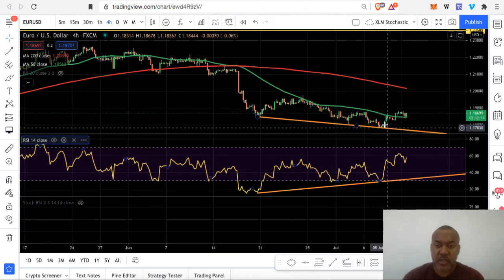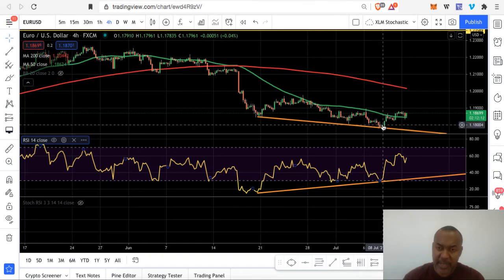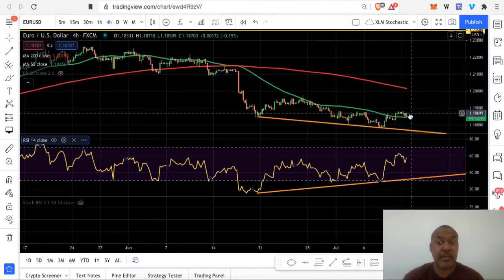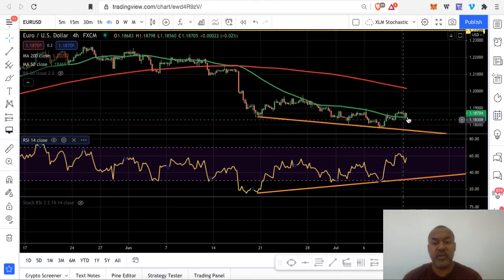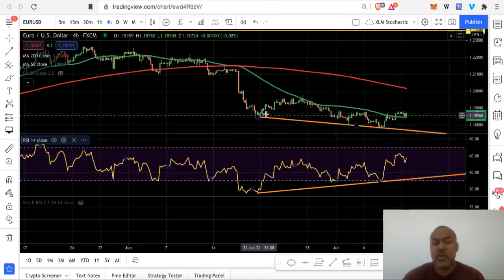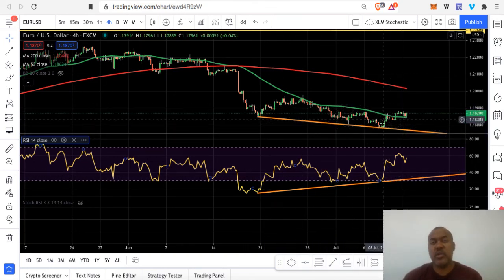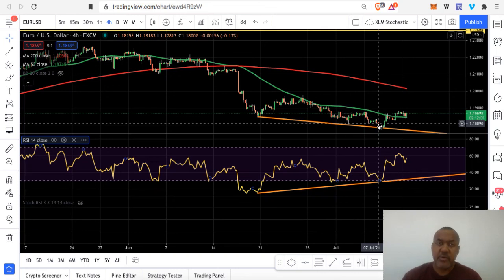If I was watching this from the very beginning, I've done this in hindsight, but I've still taken my trade because I don't think that this move is over. You can see here, this is how you can develop a trading strategy from using bullish divergence.